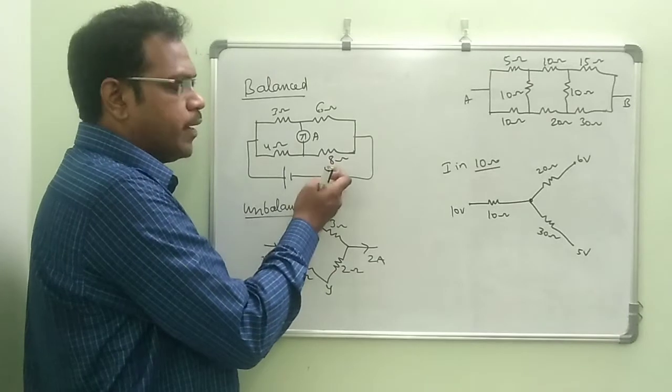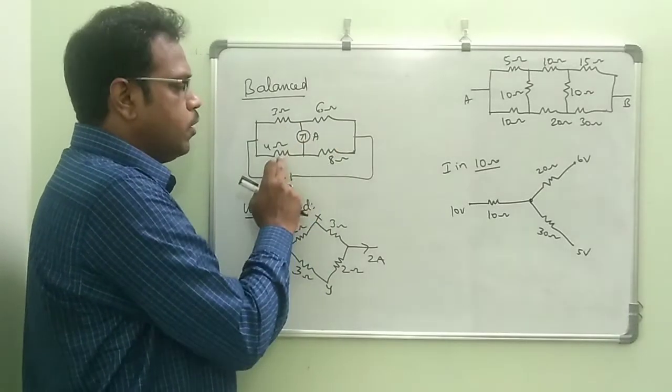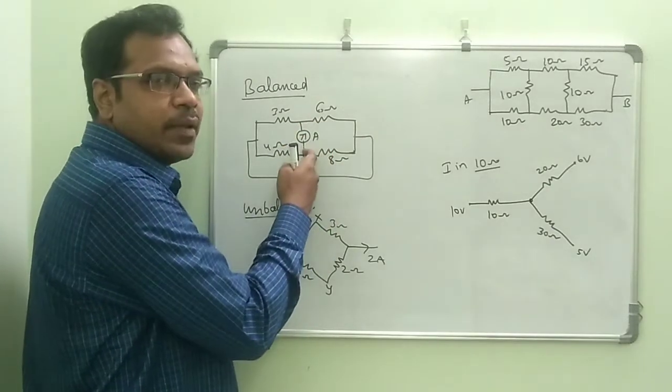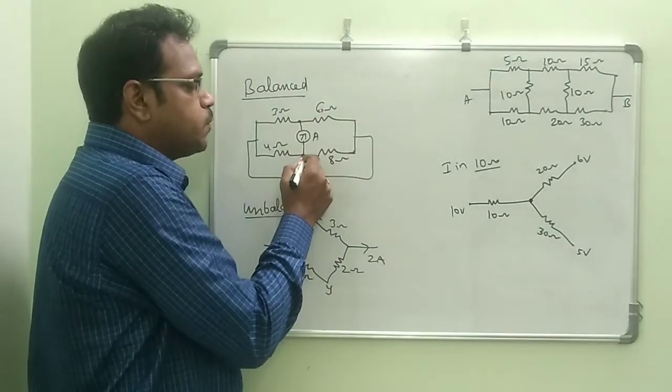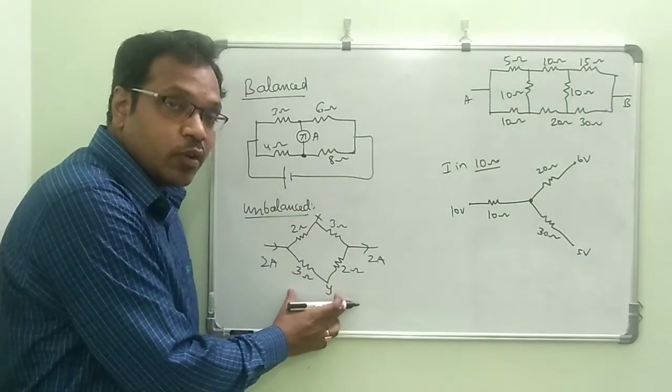Otherwise, 1 by 2, 1 by 2. Like this also you can divide. This is 3 by 6, 1 by 2, 4 by 8, 1 by 2. So there is no current in this ammeter because the bridge is balanced. Potentials are the same at this point. But the bridge can be unbalanced. That is the only matter.